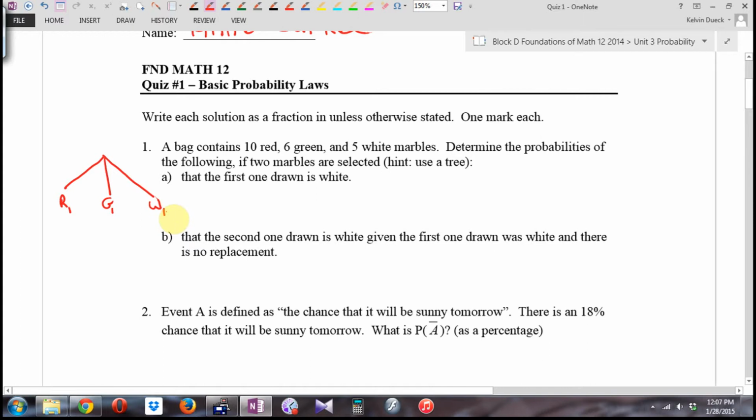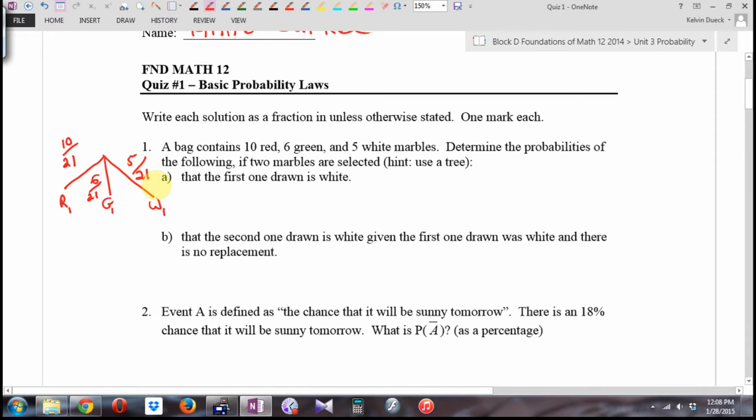How many reds are there initially? 10 out of 21. How many greens? 6 out of 21. How many whites? 5 out of 21. Double check, they add to 1.